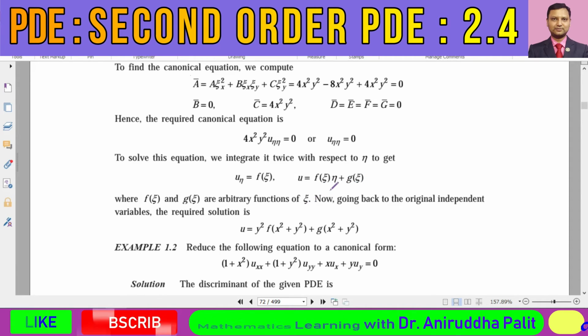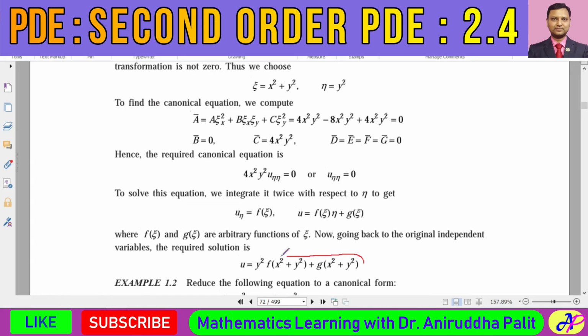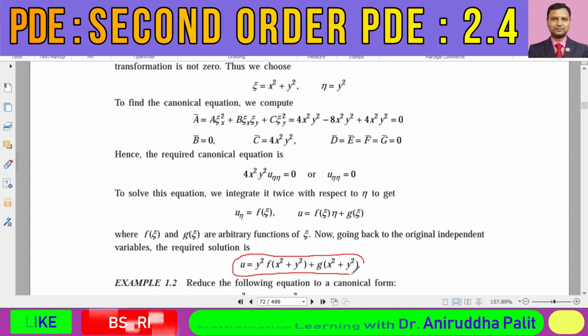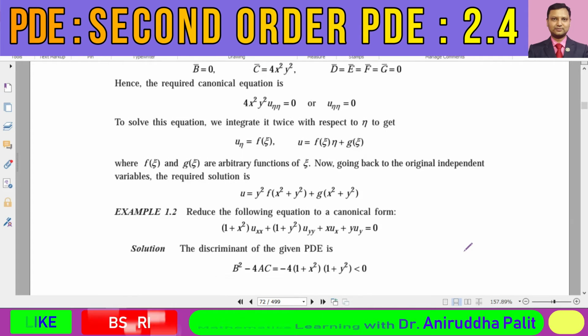So if we just put the expressions of xi and eta, xi is equal to x square minus y square, and eta is equal to y square. We have taken eta is equal to y square over here. So in this way, we get the final solution of the given partial differential equation, where f and g are two arbitrary functions. Okay, this is one example that I wanted to discuss.